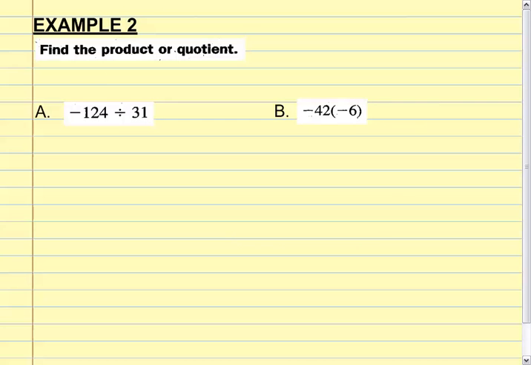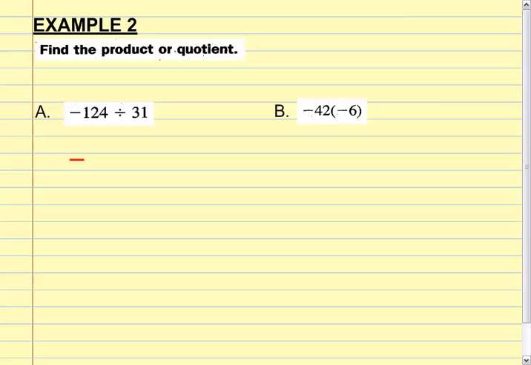Okay? Here we go. Example number 2 says, find the product or the quotient. Well, let me ask you this. In A, is that a product or a quotient? That is a quotient. It's a quotient because we're dividing. Peyton, is the answer going to be positive or negative? Negative. It's going to be negative because why? Because there's one negative sign and one positive sign. They're different. Yeah. Okay, good.